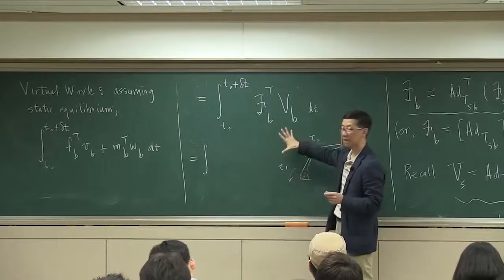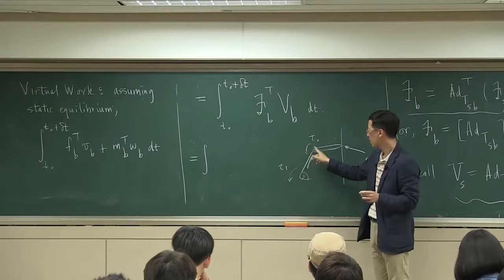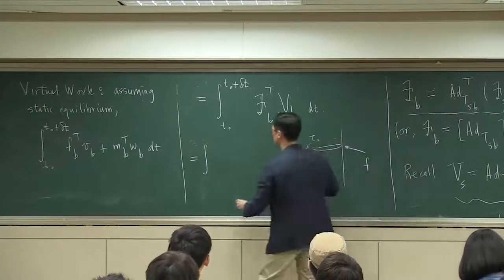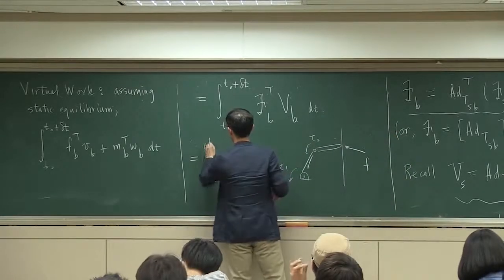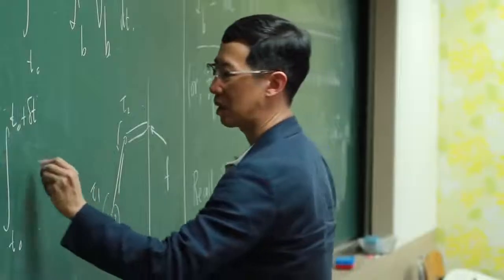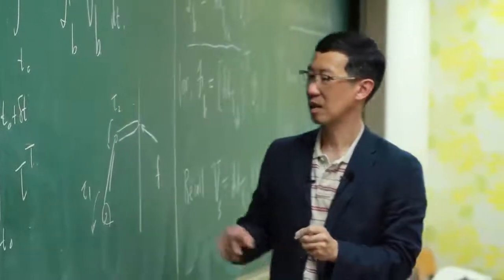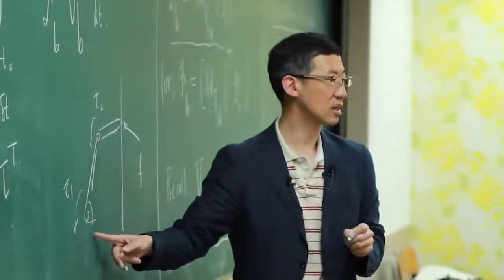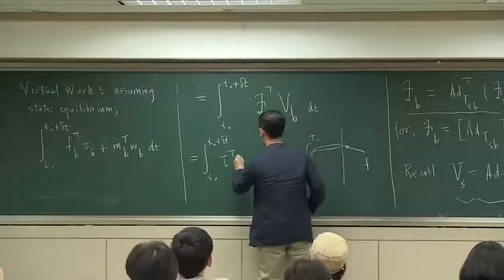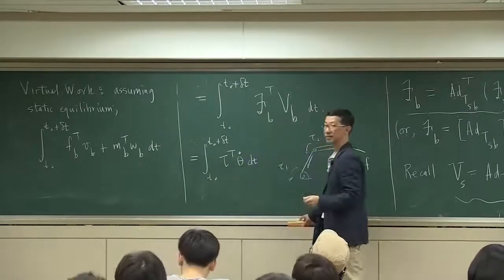Now let's also write this from the perspective of the input, from the torques. So this would then be the integral from t0 to t0 plus delta t of the torque transpose times the joint velocities, theta dot dt.